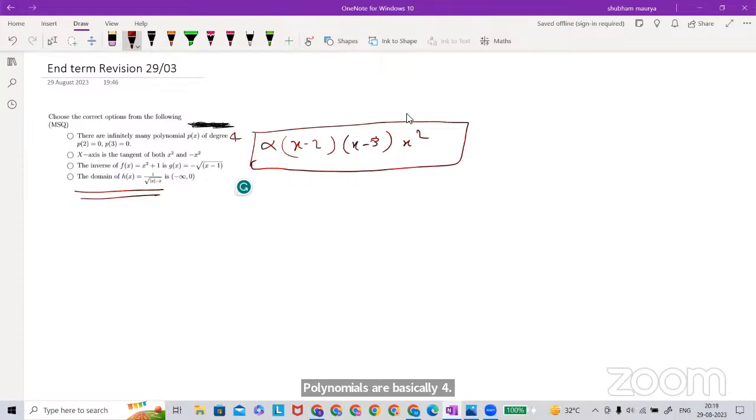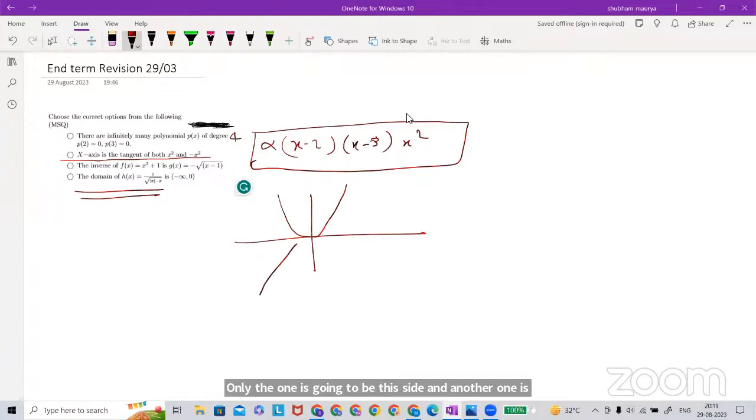And the second option is asking about the tangent of both x and x squared. True. The x-axis is the tangent of x squared and minus x squared. It is going to be the same, only one is going to be on this side and the other on the other side. You just draw that. Either if you use the concept, you can get that, or maybe in reversal form you can see. That's why many people are now posting D also.